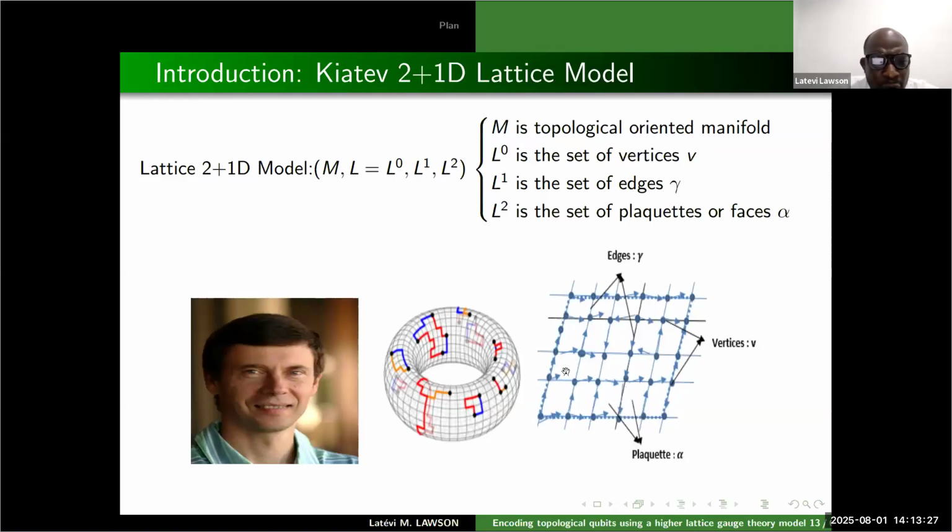Thanks to Kitaev, who was the first to propose a model, he considered a topological manifold in which is embedded a lattice model. We have the set of vertices, the set of edges, and the set of faces. All this structure is embedded in a topological manifold. Here, he considered a torus, because the torus presents non-trivial topology. In the first part of the work, we are going to focus more on the structure and leave the nature of the topology aside. In the Kitaev model, the particle moves only through the edges, and we leave the vertex and the face empty. We don't touch them.